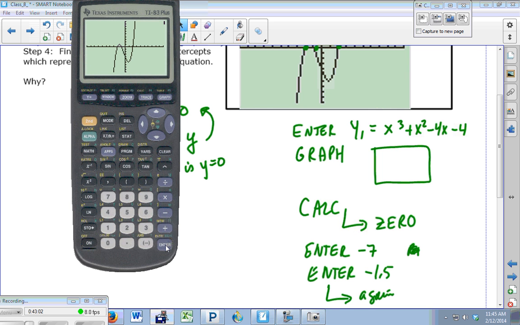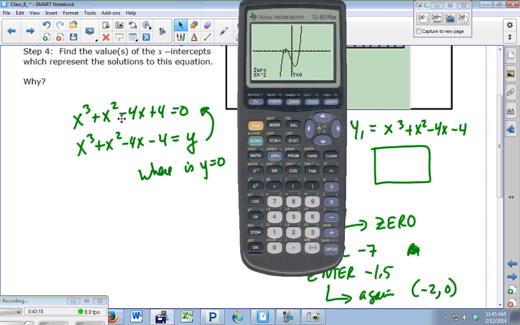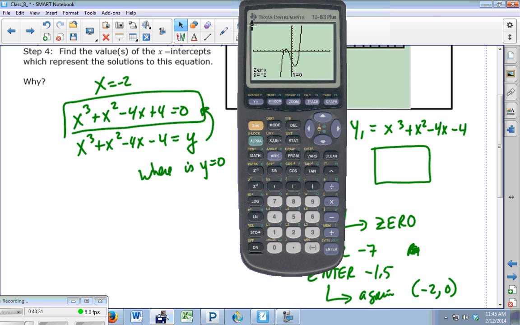And let's see what I got. -2, 0, right? So the answer is -2, 0, because that's the point on the graph that gives you y equals 0. But what's the solution for this equation? What would I write as the solution? What value of x makes y equal to 0 here? X equals, so that's one of your solutions, right? And then you just take a picture of that, or you don't actually have to. I'm going to take a picture to show you on your notes what your calculator says.